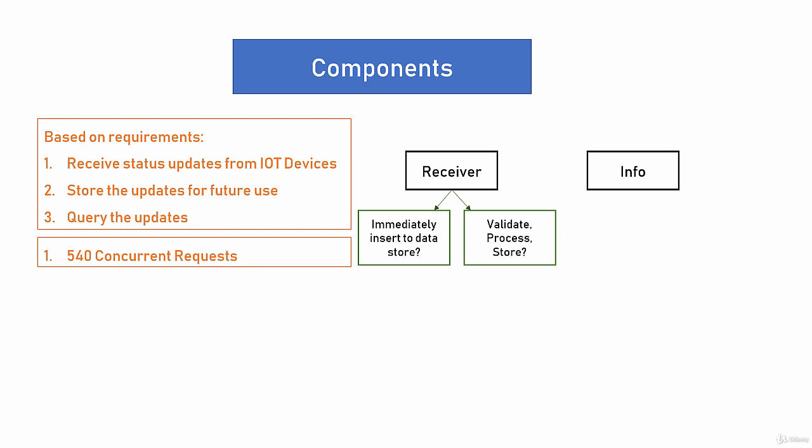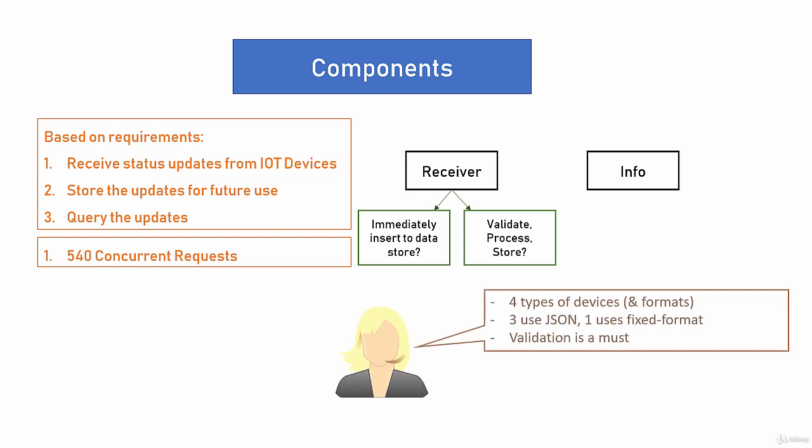Two days later, she comes back with the following answer. There are 4 types of IoT devices. Each one of them has its own message format. 3 of them use JSON format, and one, which is an old one, uses a fixed format string. In addition, most of the messages must be validated because the device's software might be buggy, and we cannot trust it blindly. That's going to be fun.